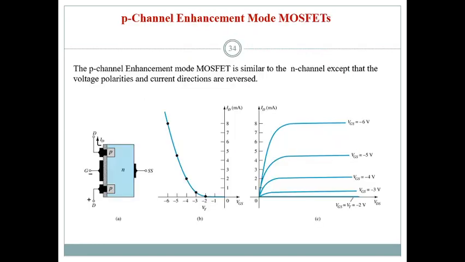So the P channel, what happens is you accumulate holes towards the gate insulator by applying a negative voltage to the gate in comparison to the source.